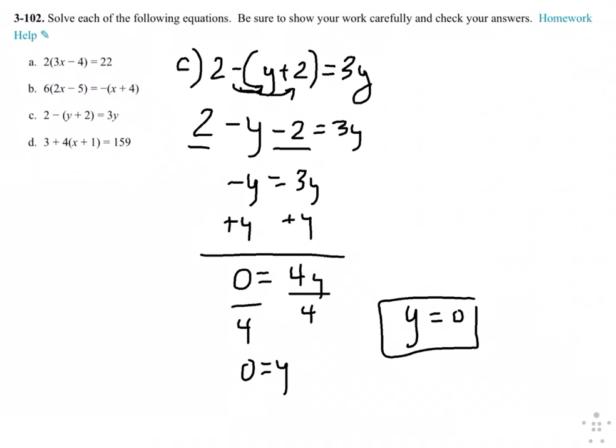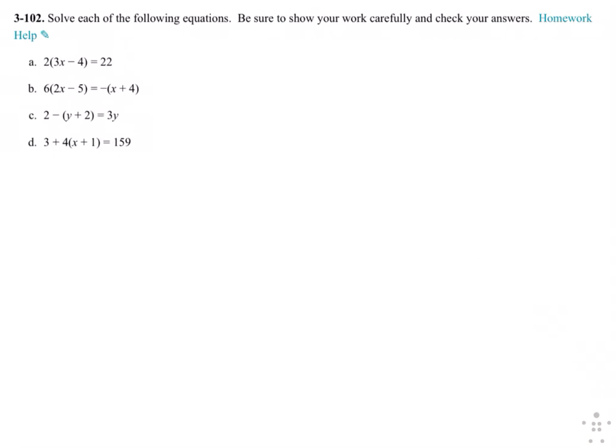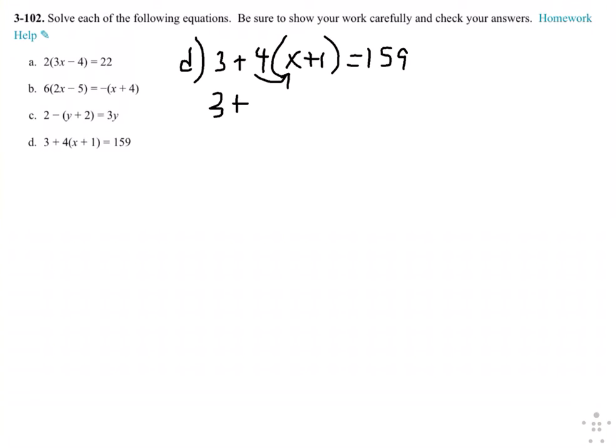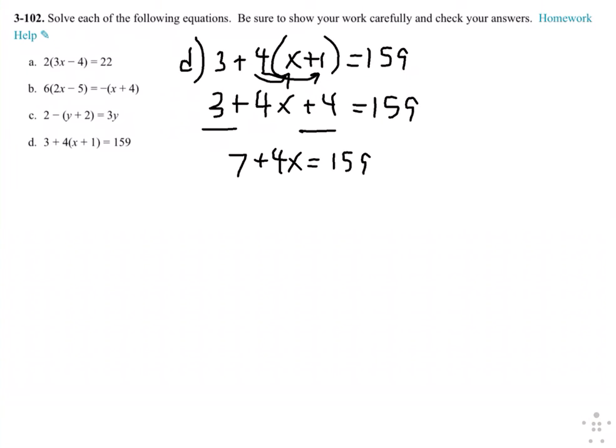And the last one, D, let's make space. D, I have 3 plus 4 times x plus 1 equals 159. So we distribute, 3 plus 4x plus 4 equals 159. 3 and 4, like terms, 7 plus 4x equals 159.